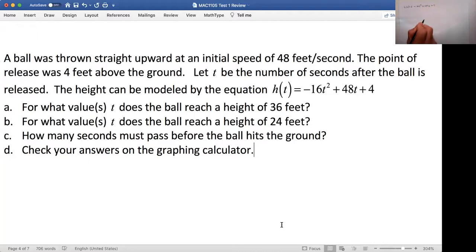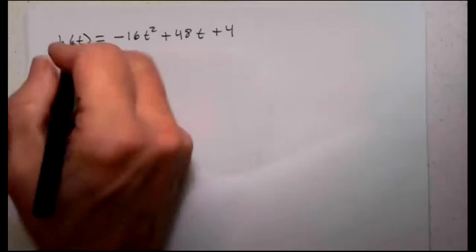We want to know what value of t results in a height of 36 feet. So we're throwing the ball up. It's going to get 36 feet or possibly higher than 36 feet and then come back down. So that might indicate to you how many possible solutions we're going to have. So we need to find t when height is 36 feet. That's our goal.